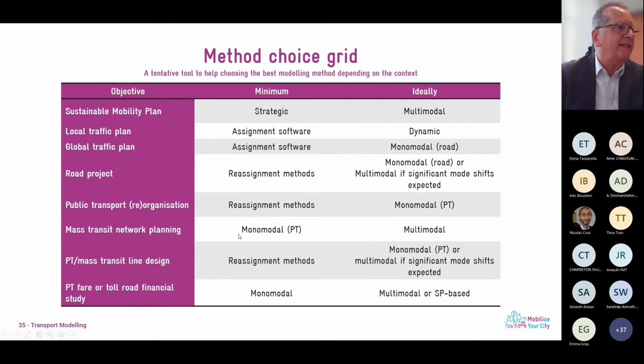Mass transit network planning, at least a monomodal model or possibly a multimodal model. Public transport or mass transit line design, again, a reassignment method could be enough in certain cases, and then monomodal public transport or multimodal if significant mode shifts are expected. Another example, public transport fare or toll road, more oriented on financial study. A monomodal approach could be enough, but multimodal or stated preference based could be a good solution.